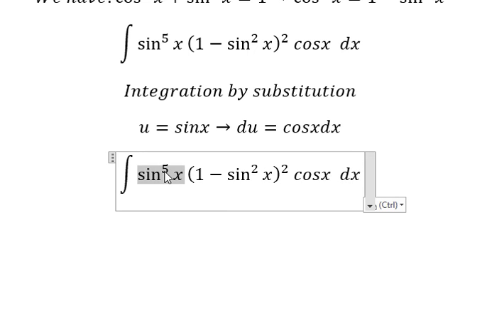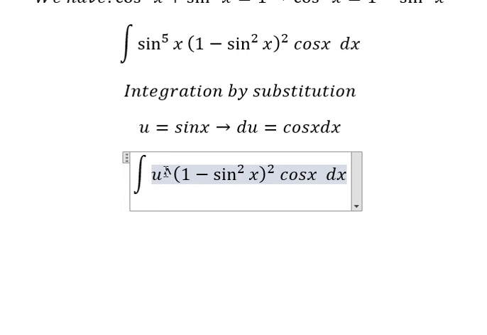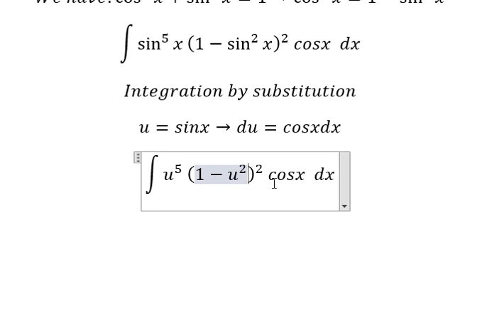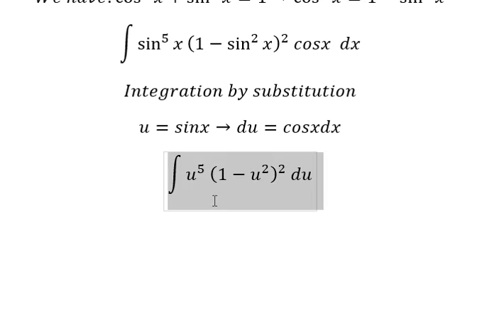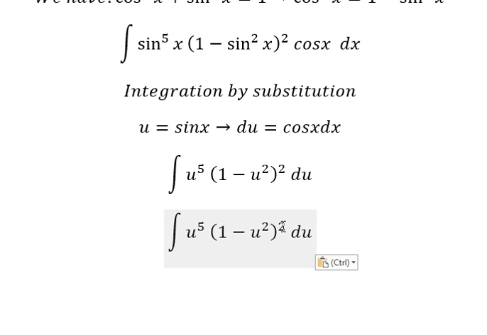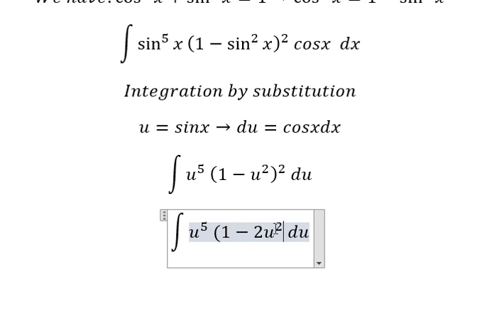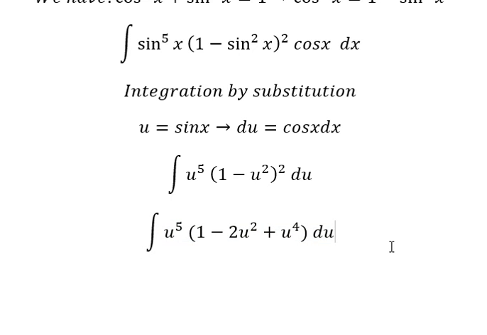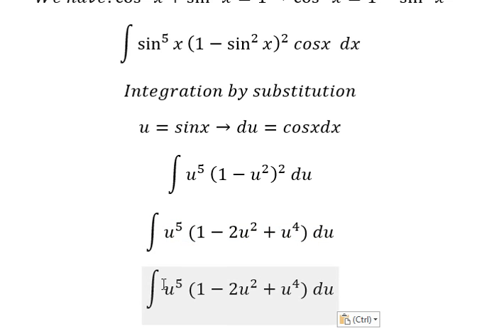This one you got u to the power of 5. This one you got u squared. Cosine x dx we change by du. Now we need to expand this one. Next, u to the power of 5 multiplied by 1, u squared, and u to the power of 4.